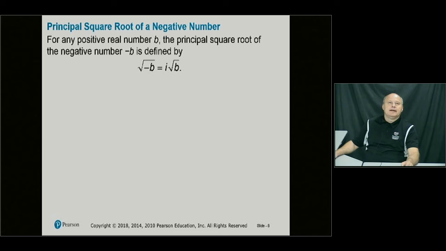So, alrighty. Now, the principal square root of negative numbers. For any positive real number b, the principal square root of a negative number, negative b, is defined to be this. The square root of negative b is going to be i root b. Why? Because negative b is negative 1 times b, and the square root of negative 1 we know to be i, and the square root of b is whatever that is. Okay? So there's really nothing new here.